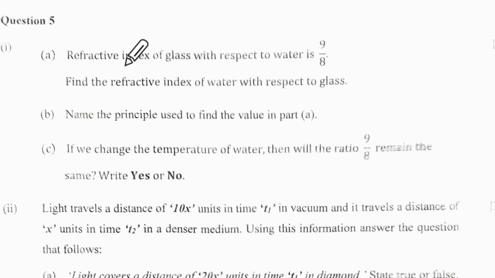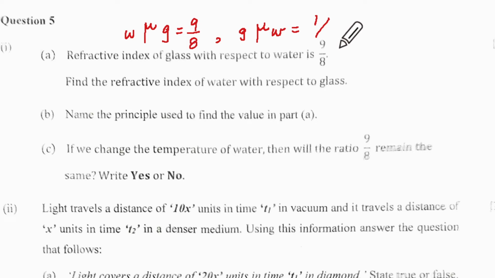Question 5, the first part. A, refractive index of glass with respect to water is 9 upon 8. Now, refractive index of glass, which means it is W mu G. So, it is refractive index of glass with respect to water. That is 9 upon 8. Find the refractive index of water. That means they are saying refractive index of water with respect to glass, means going from glass to water. Now, this is equal to 1 upon W mu G. That is going to be reciprocal of this, means 8 upon 9.